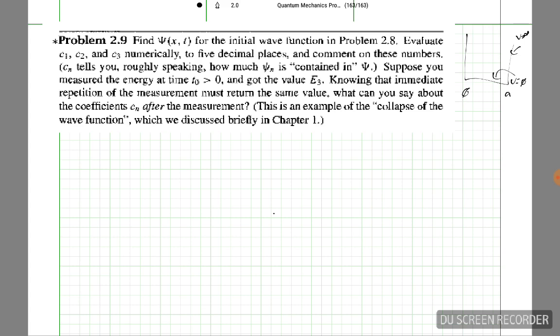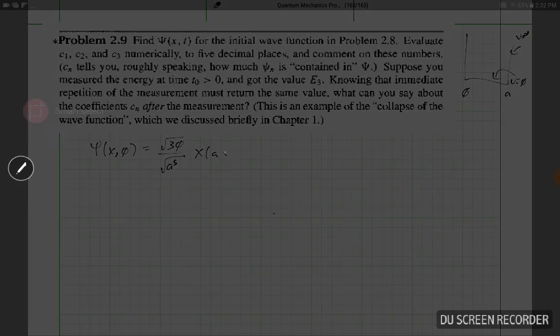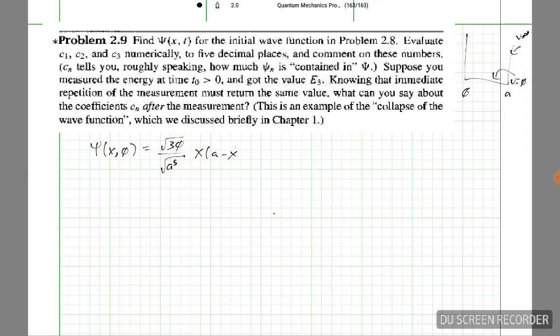So this is building off of problem 2.8. We had an initial wave function in problem 2.8 where at t equals 0, we had square root of 30 over square root of a to the 5th. Sorry, that's not written well. So we have a to the 5th power under the square root, or you could say a to the 5 halves, however you want to do it, and x times (a minus x). So that was how our particle looked at t equals 0.